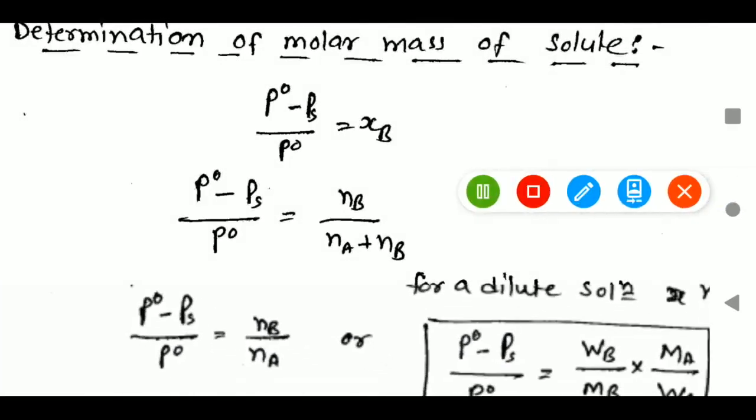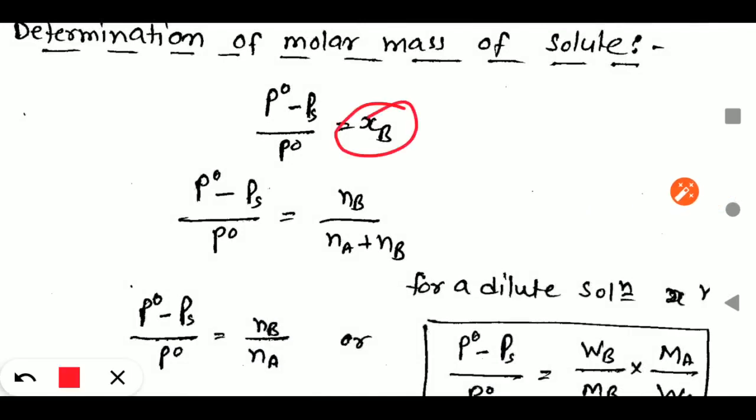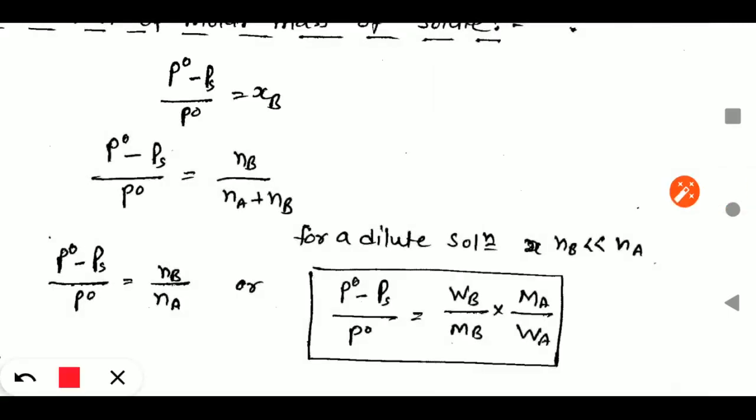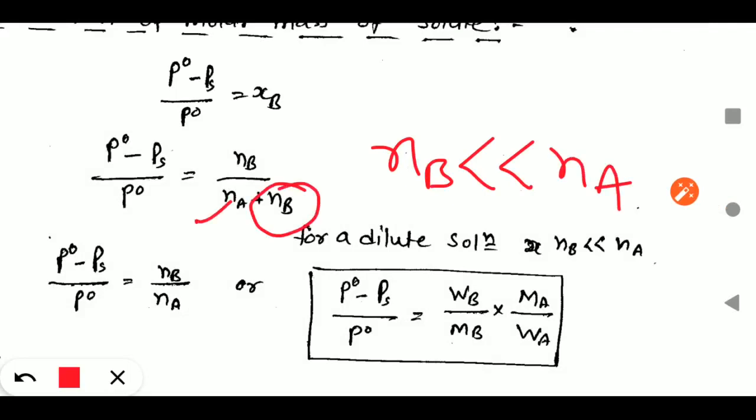look here. In place of XV, I can put NB upon Na plus NB. These are the moles of solute. These are divided by moles of solvent. Okay. For a very dilute solution in which amount of solute is very less than the amount of solvent. Okay. So I can skip this NB, as I will compare this NB with Na. Okay. So मैं इसको क्या कर सकता हूँ, NB को छोड़ सकता हूँ, बहुत छोटा है ये Na के compare.